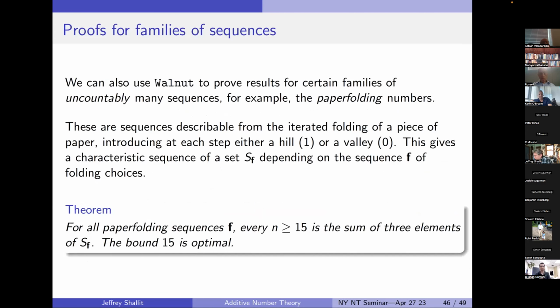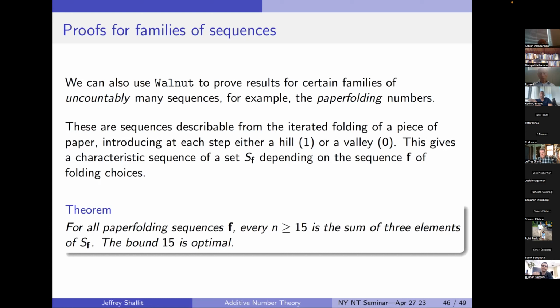I want to say that in addition to proving things about specific sequences, you might think this tool is of limited value because you can do things for the Thue-Morse sequence, which is one sequence, or the Rudin-Shapiro set, which is one set. But in analytic number theory, we're interested in proving things about whole classes of things. Well, we can do that with Walnut for some things. We can actually use Walnut to prove results about families of uncountably many sequences, provided they are all generated by automata in a certain way.